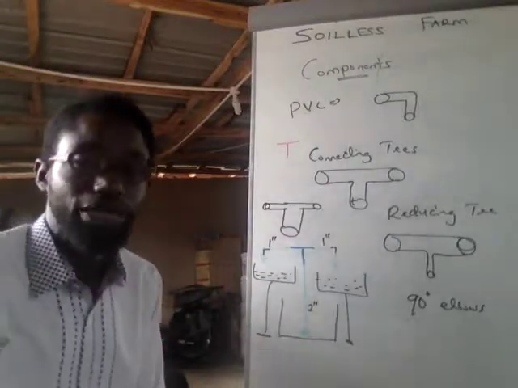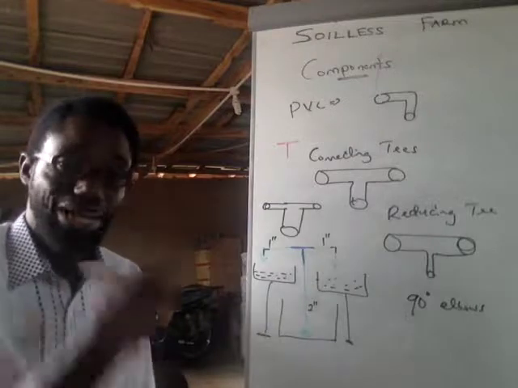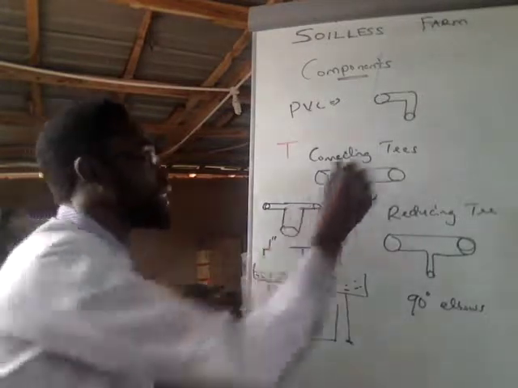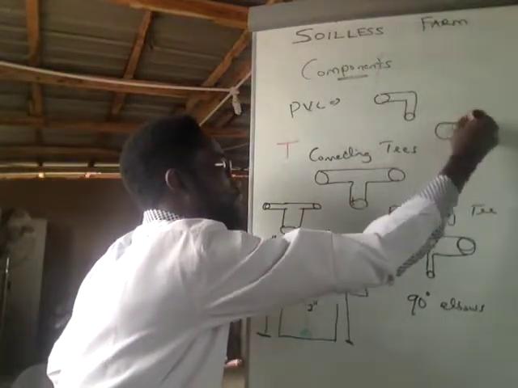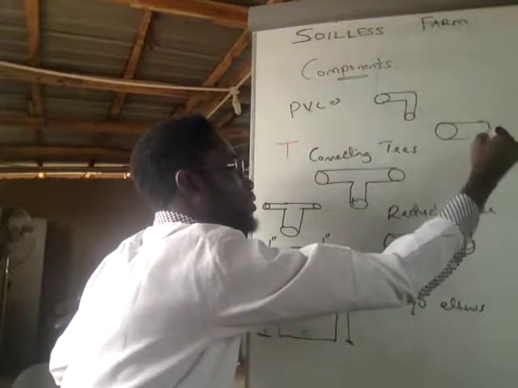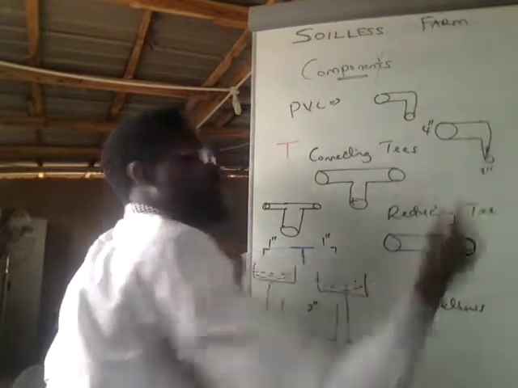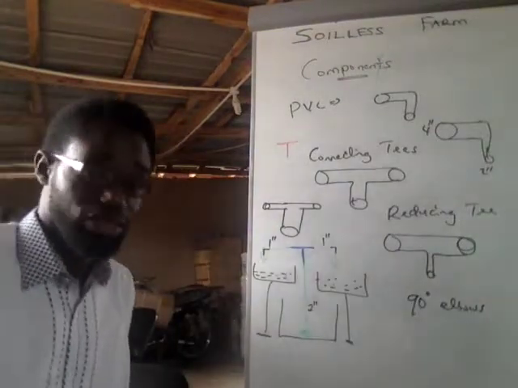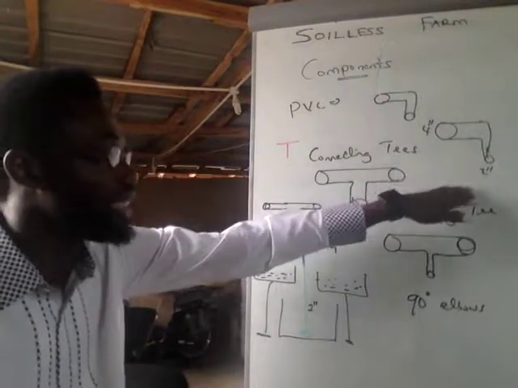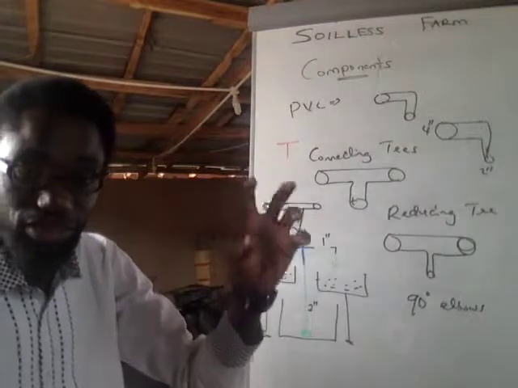Then of course, there is also going to be a reducing elbow, 90-degree elbow. So if where you are coming from is big, you can take it to small. So you can go from 4 inch to 2 inches and vice versa. You can also go from 2 inches to 4 inches or whatever inches.